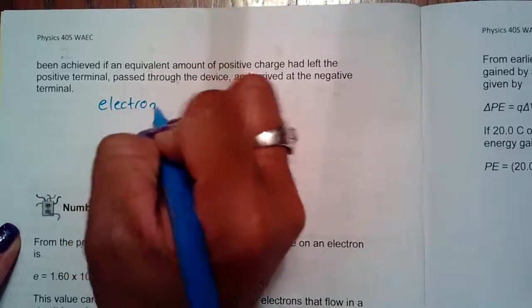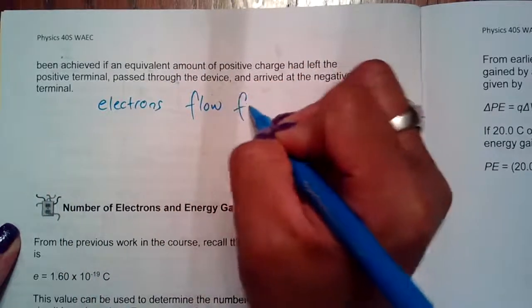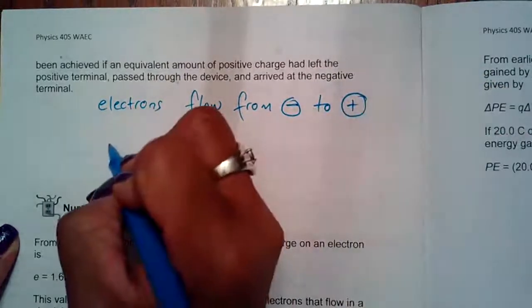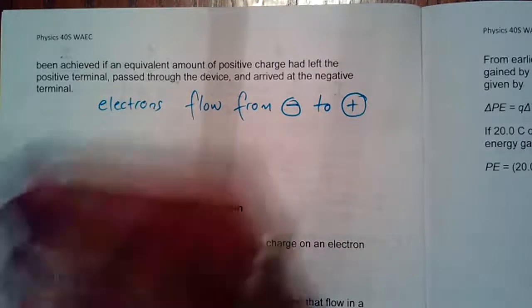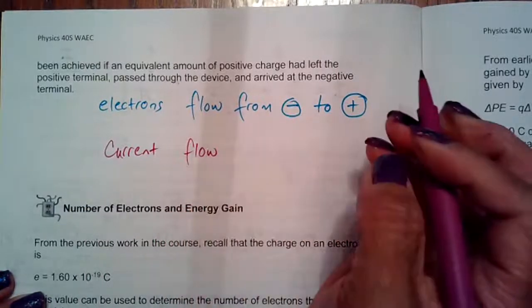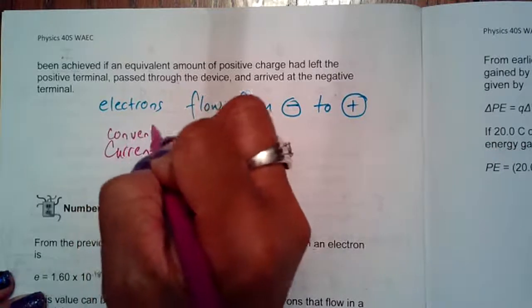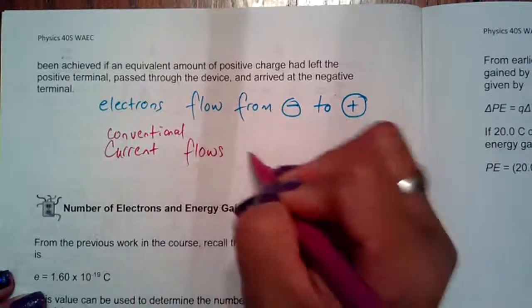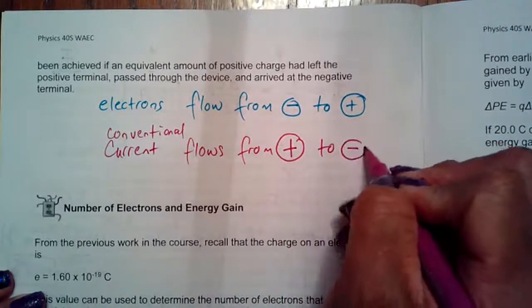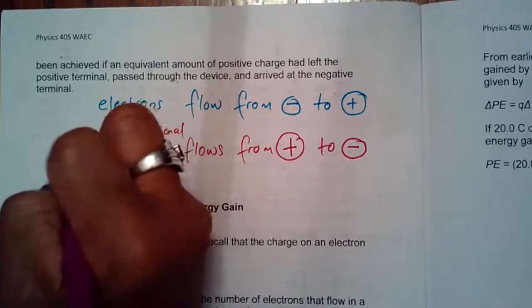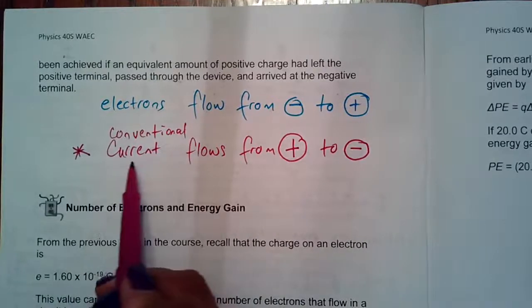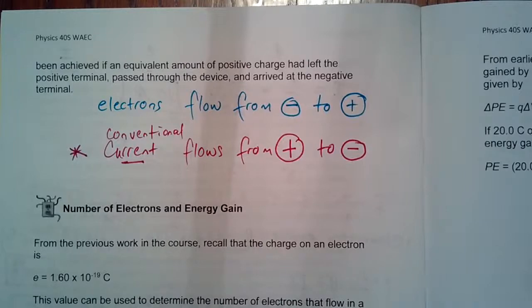Electrons flow from negative to positive, while current, or conventional current, should write down, conventional current flows from positive to negative. And this is what we focus on when we look at the electric circuitry. We look at the current, not the electron flow.